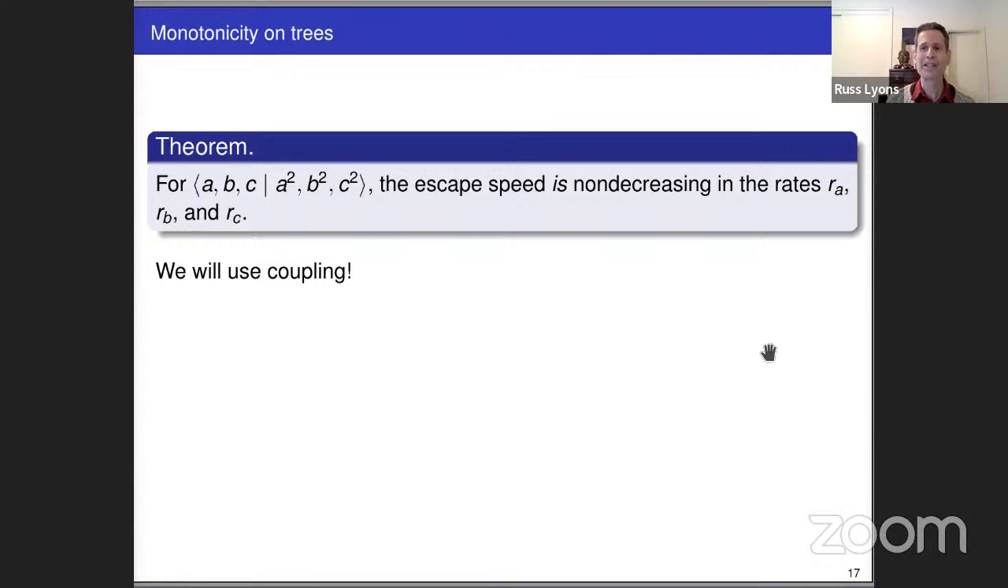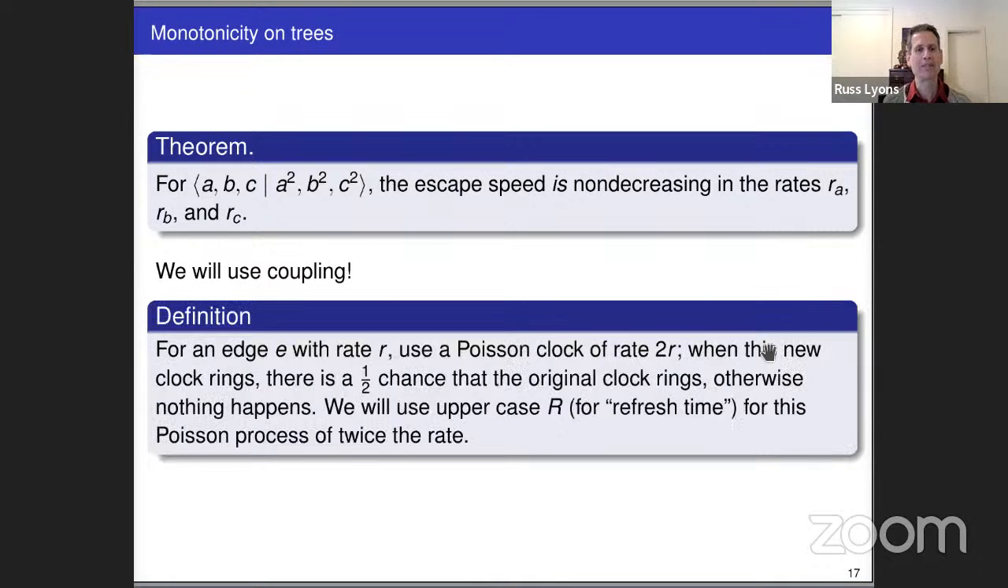Well, it turns out we are going to use coupling, but it's just not as nice as that. It won't be as nice as this coupling that works for all time. We have to be very careful. So the key tool is a simple one that will allow us flexibility in our coupling. And in fact, someone asked about laziness. This will be introducing some extra laziness, even though in principle we don't need it. So we're going to do the following thing. For each edge with rate R, we're going to use a Poisson clock with rate 2R instead of R.